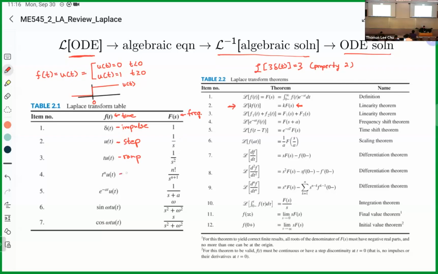And then this is called a parabolic input, and this is the equivalent version in the frequency domain. And then you can also have an exponential input, sine input, and cosine input as well. And this is the representation in the frequency domain on the right column. Are there any questions?